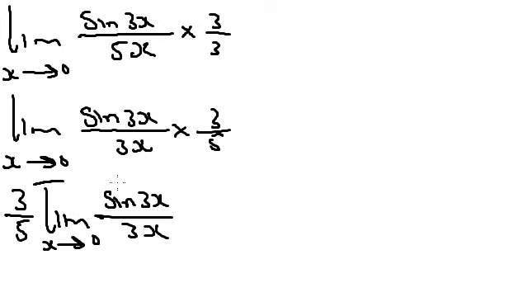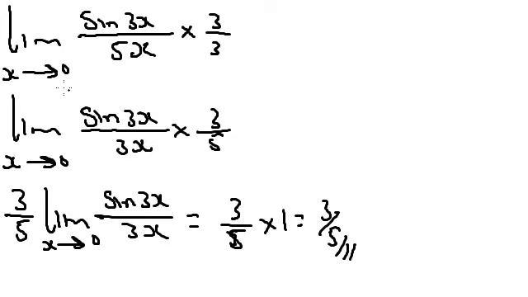Since we know that this entire expression is nothing but 1, we have our final answer to be 3 over 5 multiplied by 1, which is indeed equal to 3 over 5. And that is the solution to the first problem.